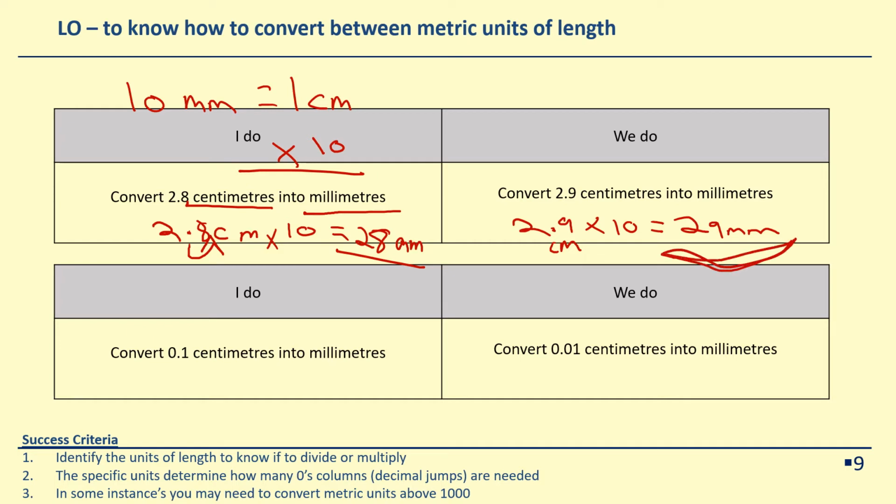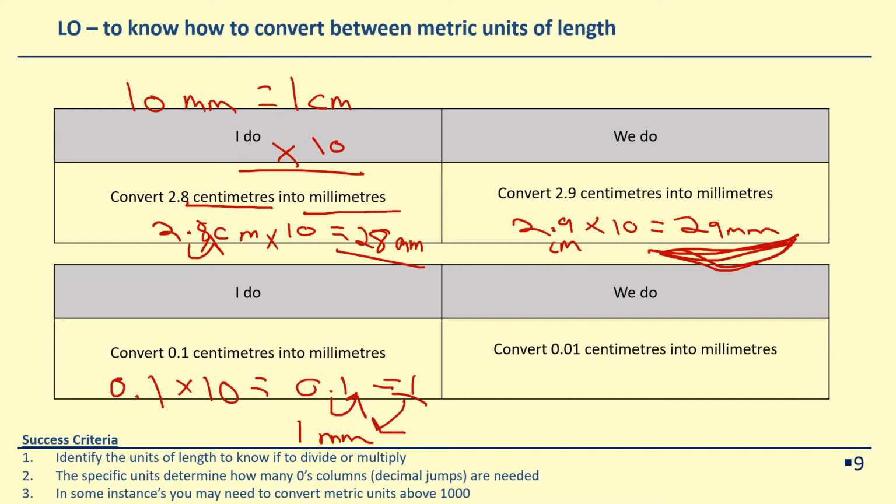Okay, in the smaller unit. Well done if you got that right. Green pen if needed. Convert 0.1 centimeter into millimeters. 0.1 times 10 equals 0.1. Jump it down once. That equals 1. Okay, so 0.1 centimeter equals 1 millimeter.